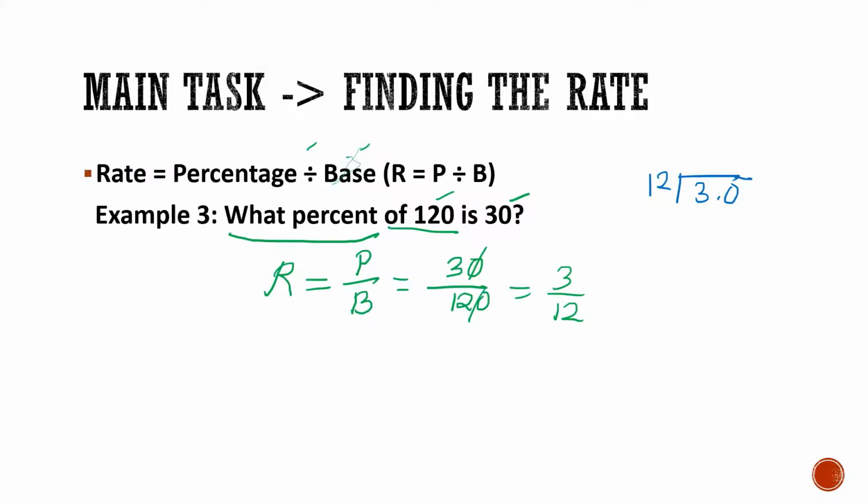So, it's 0.25. But we're not looking for the quotient or the decimal. We're looking for, of course, the percent. Move the decimal point by 2 places: 25%.